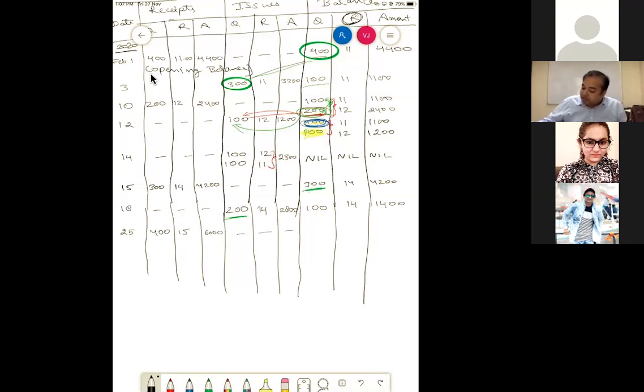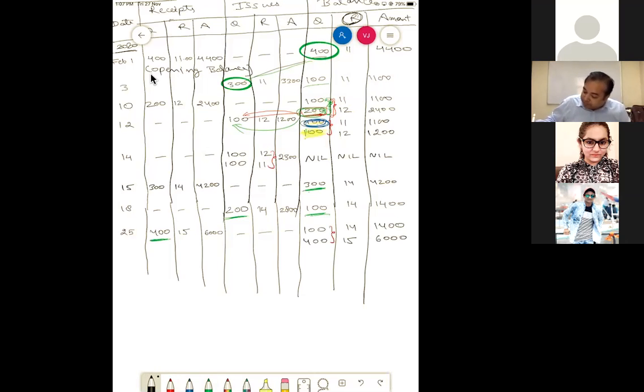Now balance, how will you write? First we will write the previous one. So previous one is your 100. So first we will write this 100. Rate is 14. 1400. And now next what will we write? The current 400. Rate is 15. Amount is 6,000. And you put a curly bracket so that you know that these both are together.